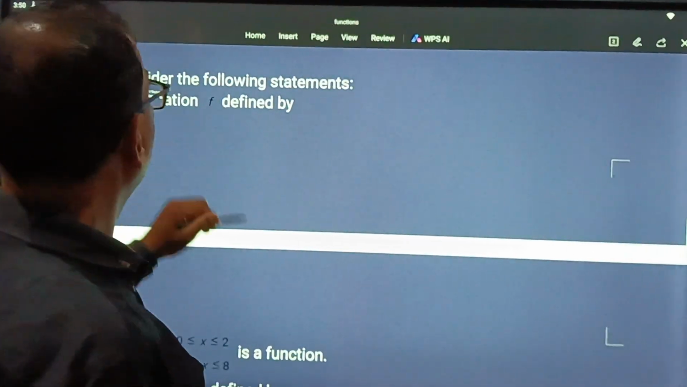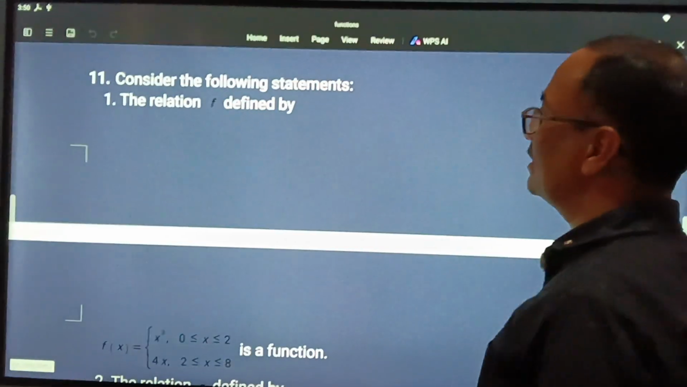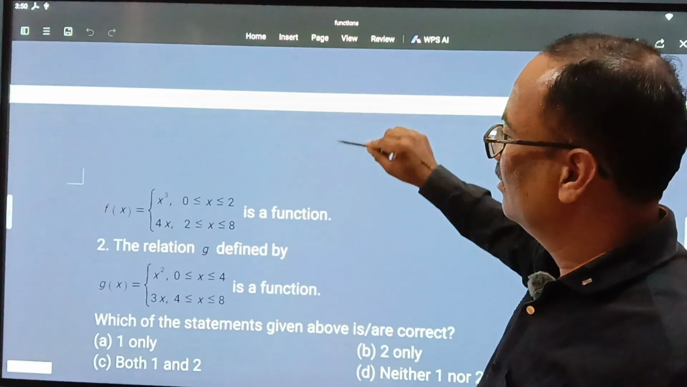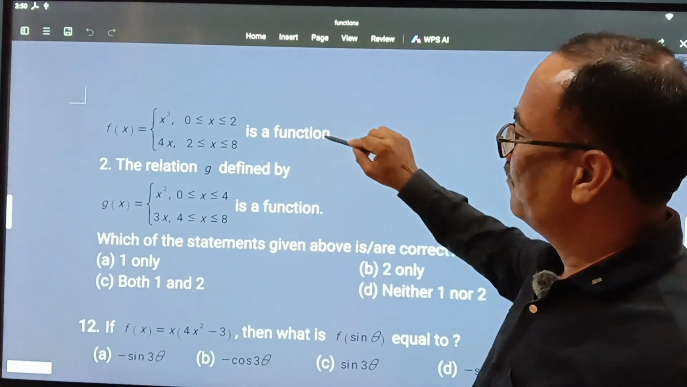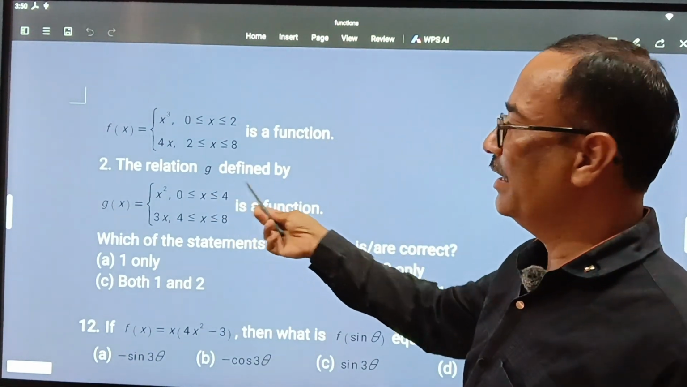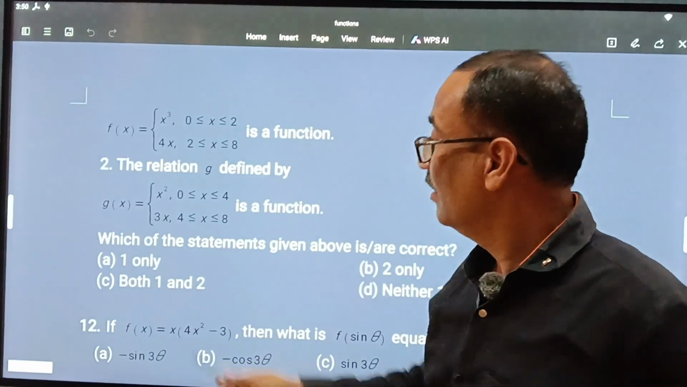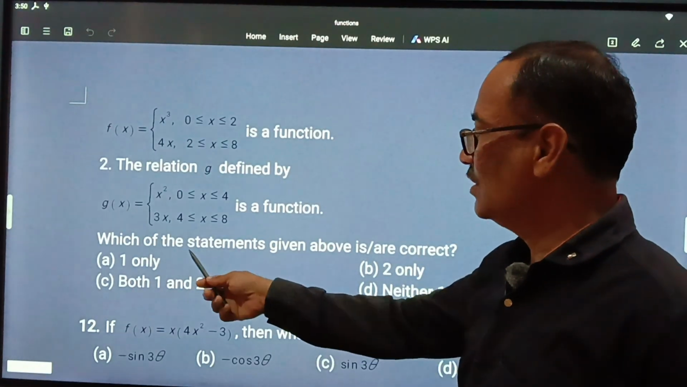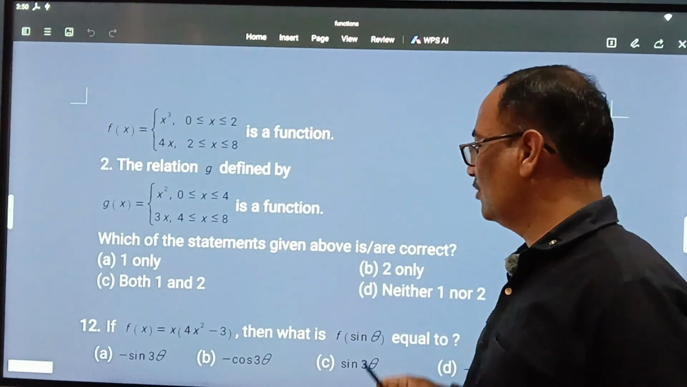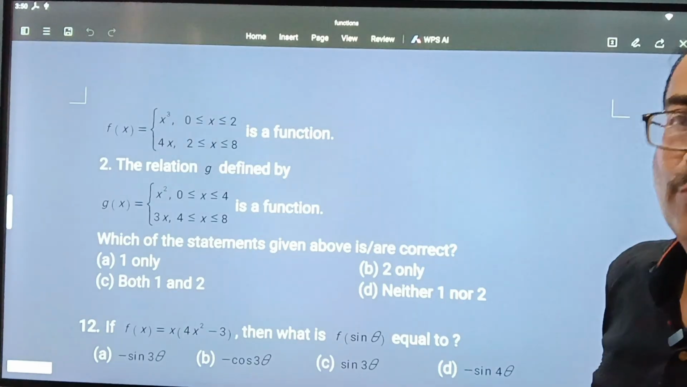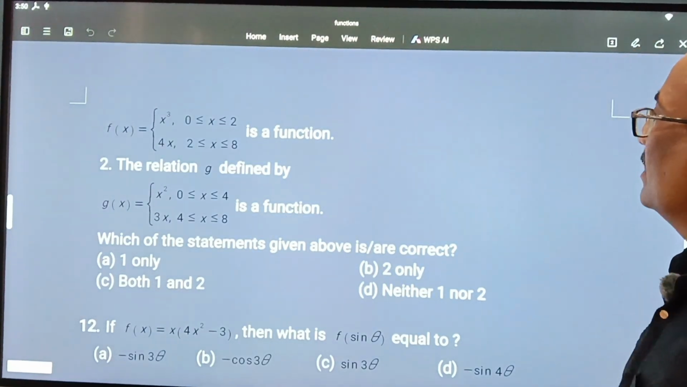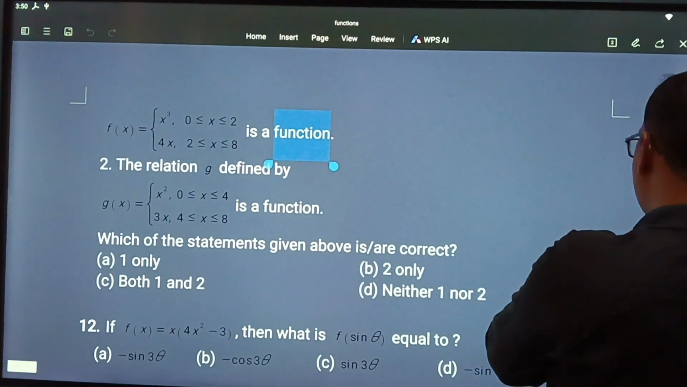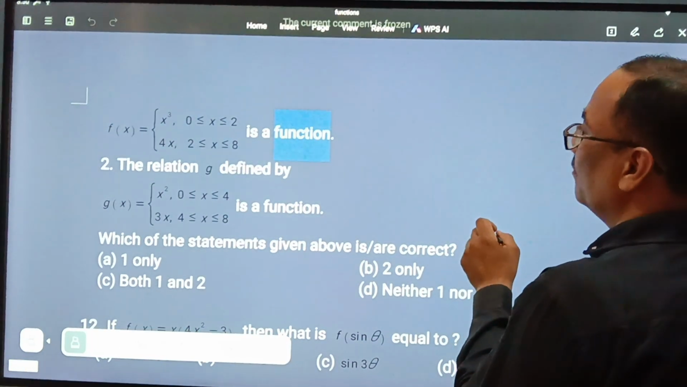Here is the question. Consider the following statements. First one is what? The relation f defined by f of x is given is a function, and another relation g is also given, and this is a function or not. Which of the statements given above is or are correct? So we know very well function is what? Function is a special type of relation in which all the elements of A have a unique image in B.